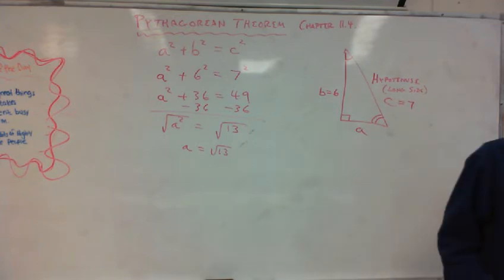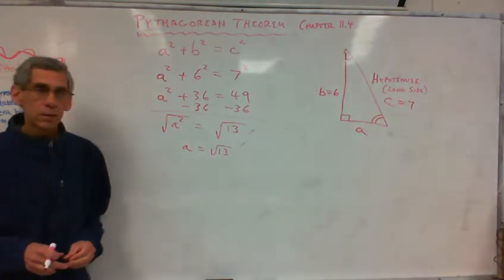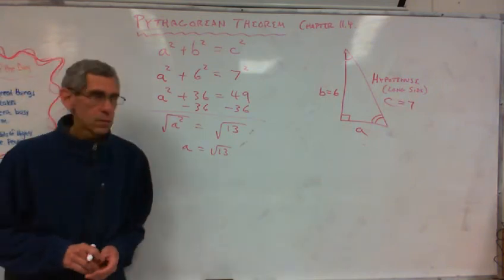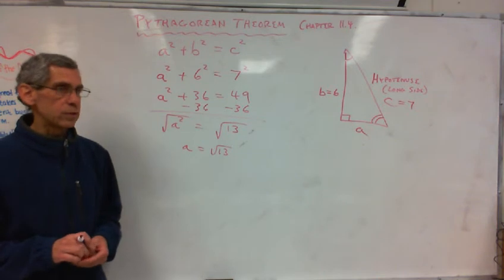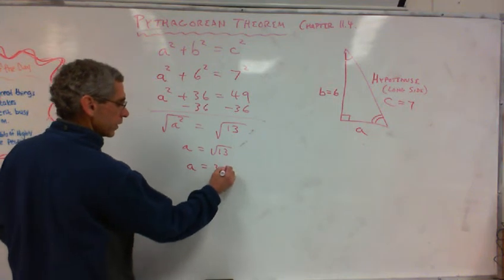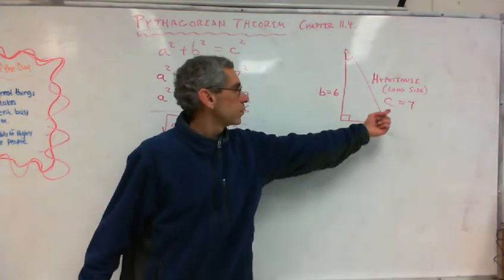All right. Well, anyways, we don't have a calculator. So, does anybody have a calculator? I do. Mine's a dinosaur. Go ahead and do it. Square root of 13. 3.6. Okay, so we know A is 3.6 when B is 6 and C is 7.